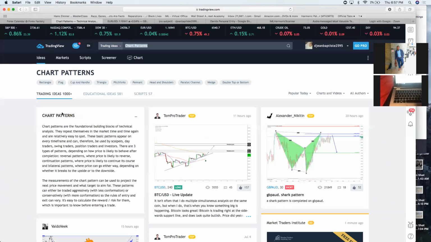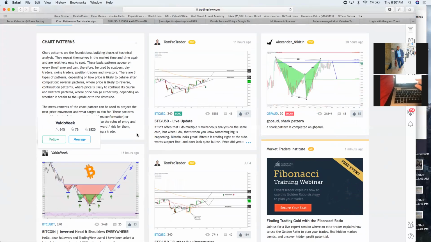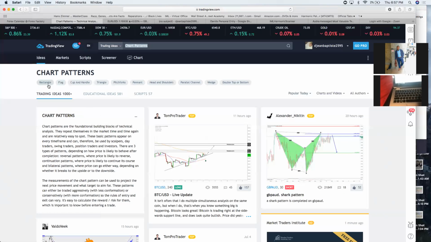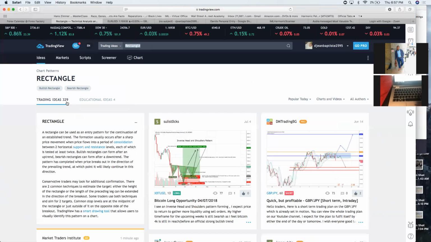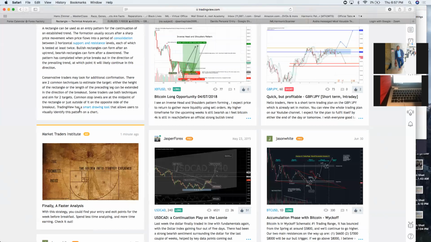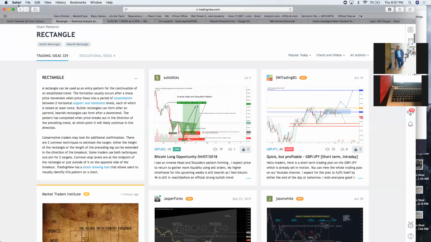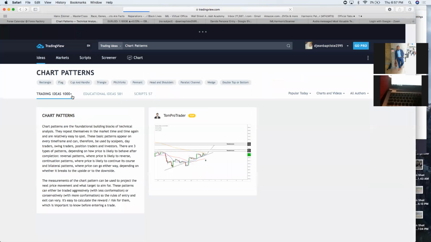So a lot of people use these chart patterns to get an idea of what is going on in the market. So you have the rectangle. All right. We're not gonna click on that one no more.